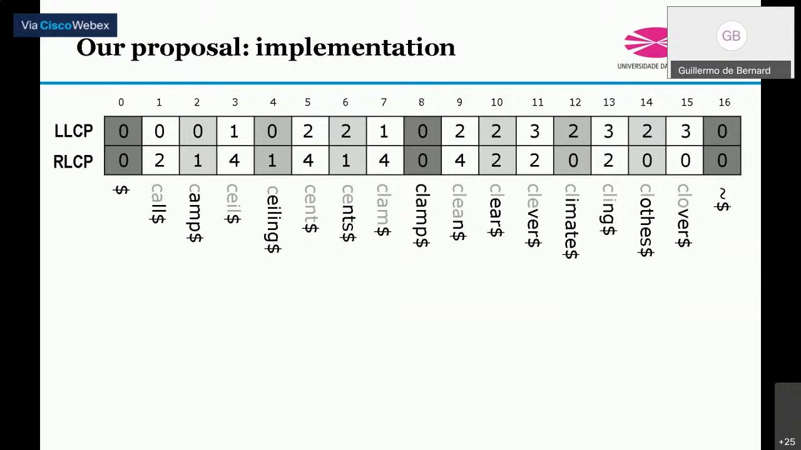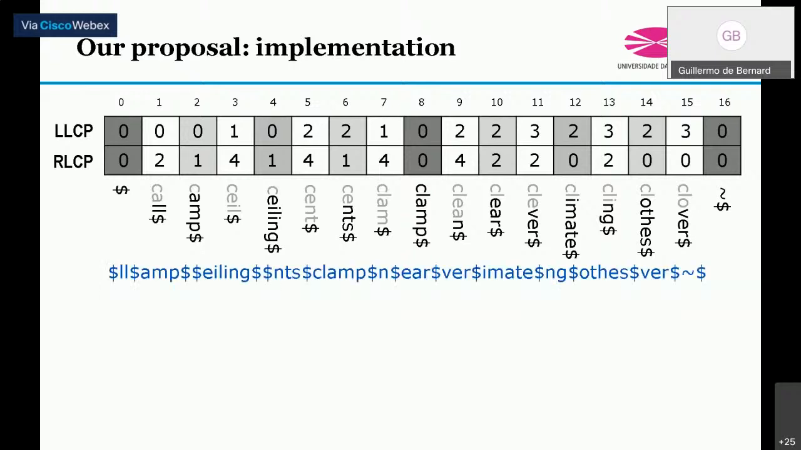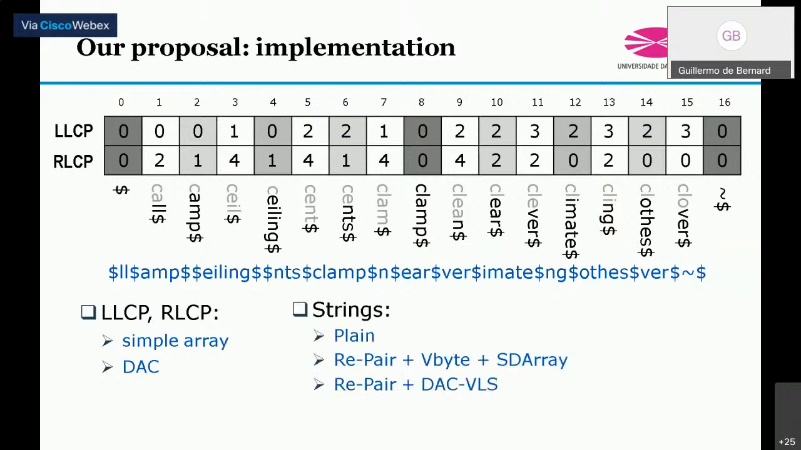Of course, we tested a number of implementations for all of this. In practice, we do not keep the collection of strings separate. We just concatenate all of them in a single sequence or a single string. And then we tested a number of solutions. For the arrays, we tested plain arrays, as well as arrays compressed with directly addressable codes. For strings, we also tested plain strings, as well as strings compressed with Re-Pair that obtain much better results than the ones that are shown here, with some specific implementations to provide direct access to each string in the collection.